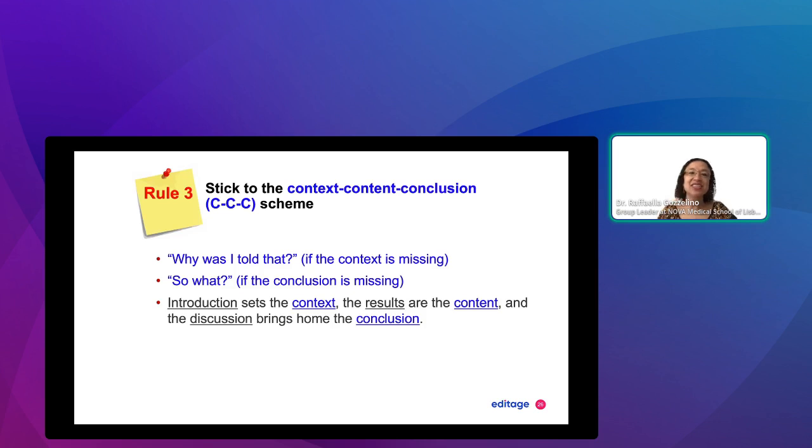So this is rule number 3. You always need to stick to the context, content, and conclusion. This is why it's called the 3C scheme. So why was I told that? If the context is missing, with this question you can always understand why you need to focus a specific section on the specific item.